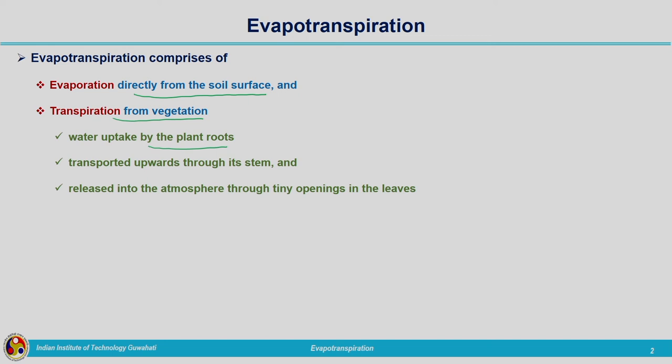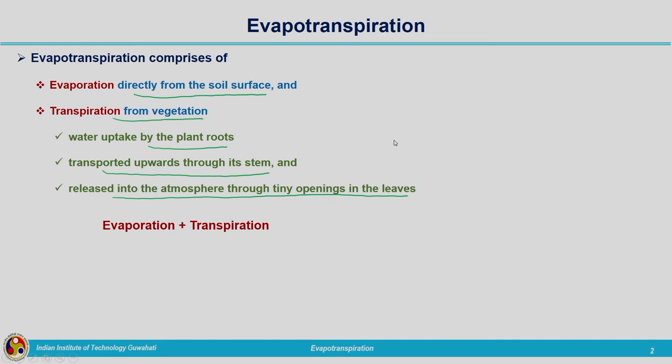And after that, through the tiny pores which are present in the leaves, some amount of water will be lost to the atmosphere. This loss of water from the tiny pores of leaves present in the plants is termed the process of transpiration. So, once the roots extract water from the soil moisture, it gets transported upward through the stem, then to the branches of the trees and towards the leaves. Then it is released to the atmosphere through the tiny openings in the leaves. This process is termed as transpiration.